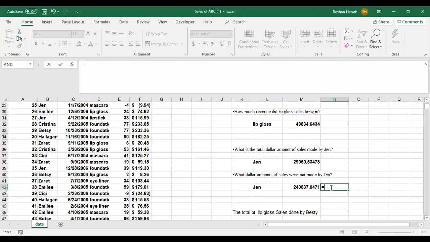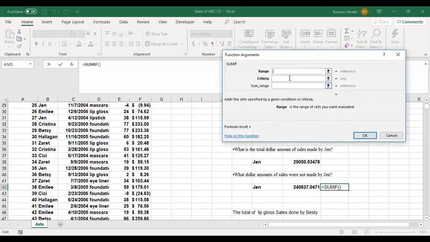So if you had typed it, let's see whether it comes. The range is name, that is where I can locate Jen. It is not equal Jen. Let me close it. The sum range, it is dollars. We are getting two different values, no? So then it is questionable.